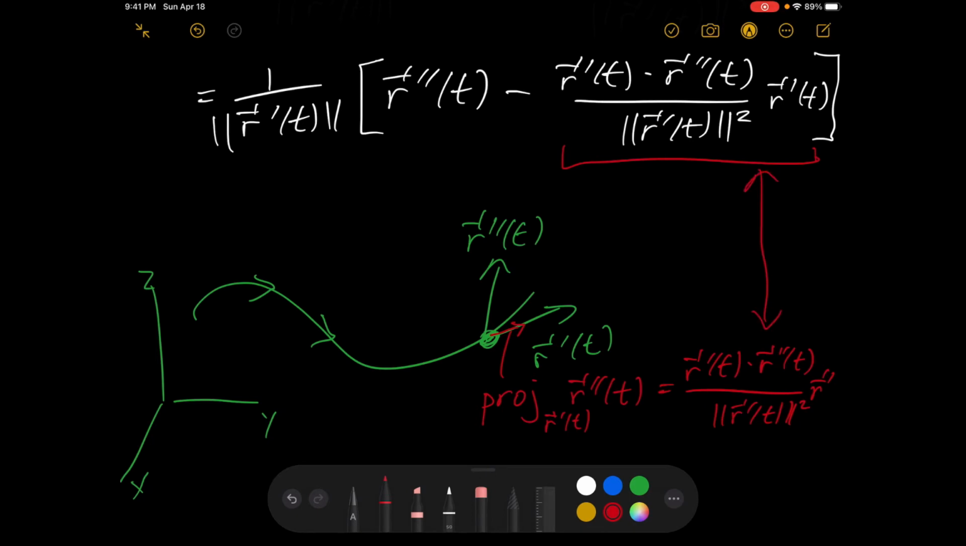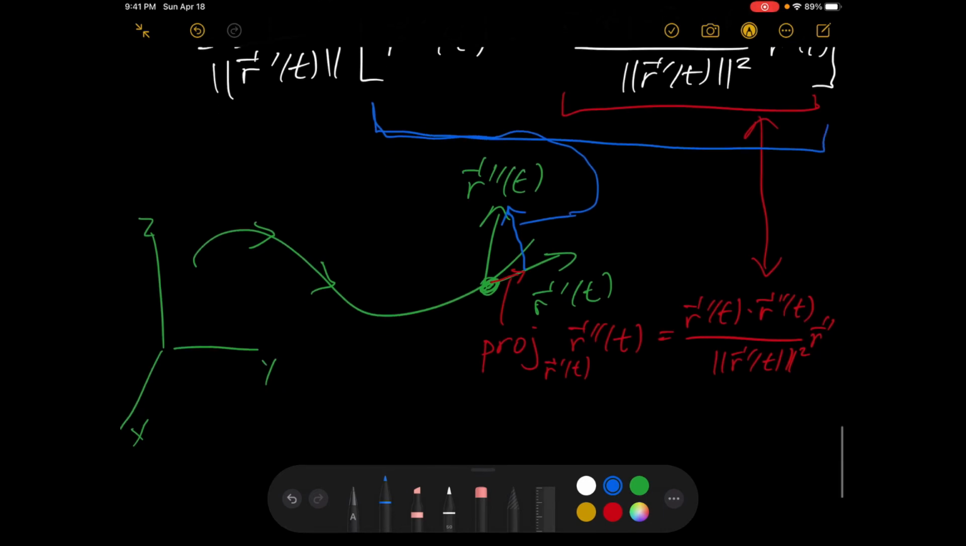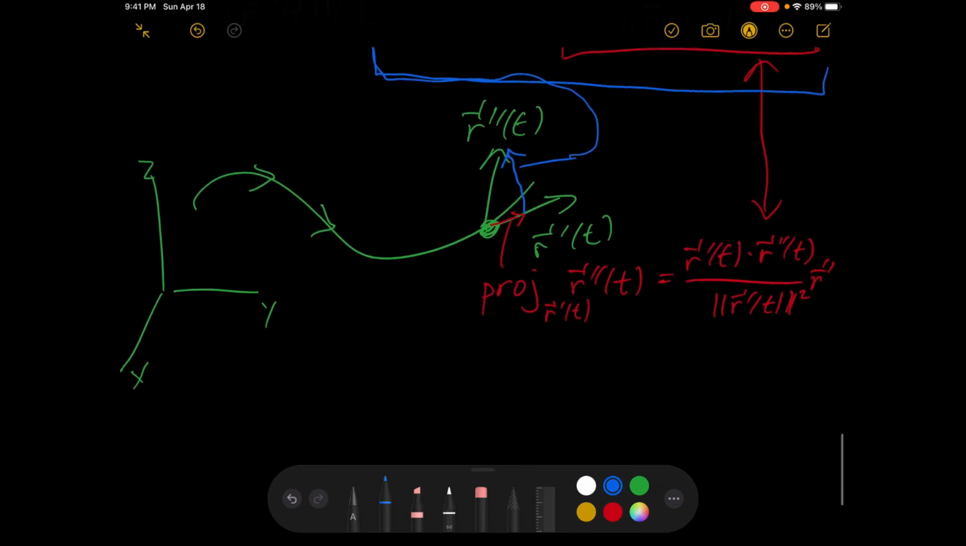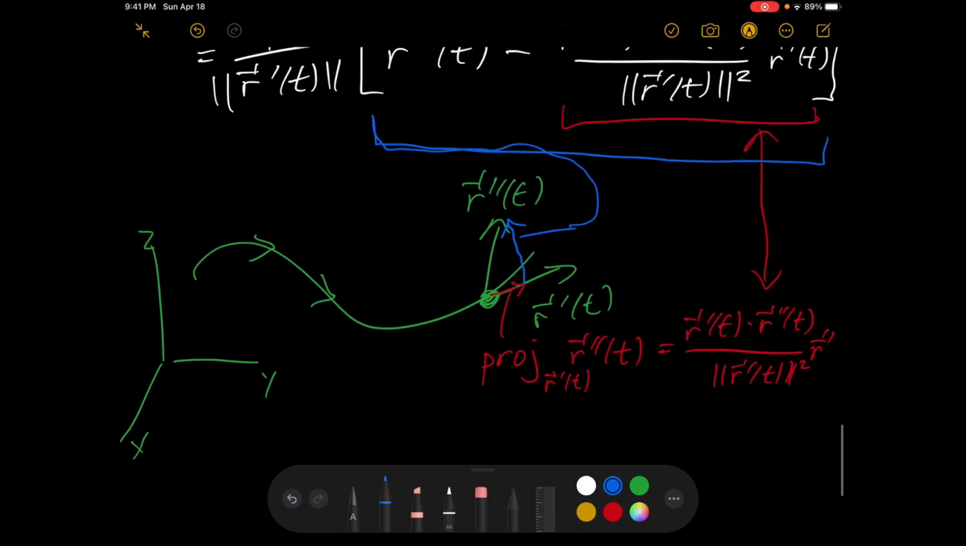And so then you might wonder, okay, that means I need to subtract the projection from r double prime of t. And that only tells us one thing, that this vector here is actually the vector that is orthogonal to the projection of r double prime of t onto r prime of t. So actually, this blue vector is this whole thing because we're subtracting those two vectors. And so now we need to figure out something about this blue vector.